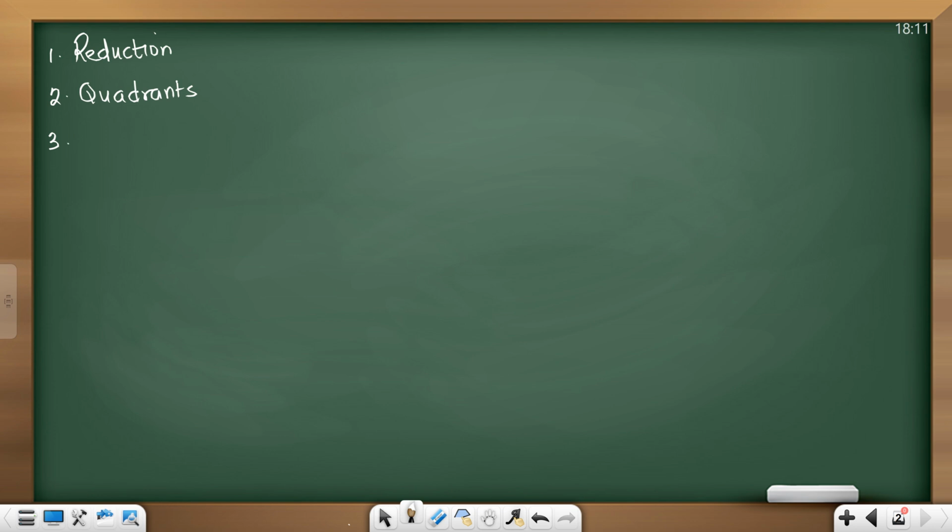Number 3, what's number 3? Is it proving? Reduction, quadrants. Okay, proving identities. Number 4, graphs.